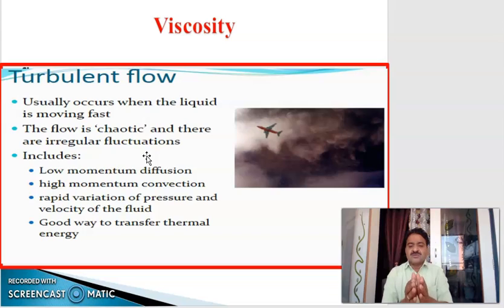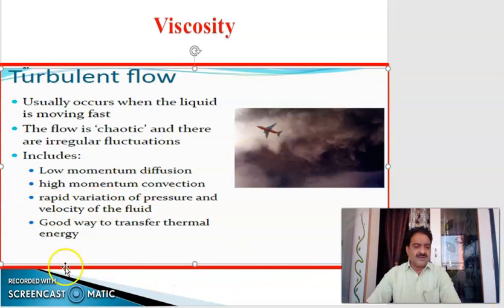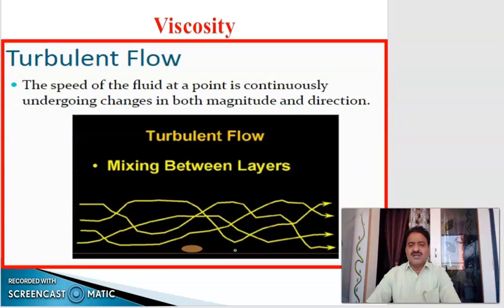Good way to transfer thermal energy. Some thermal energy is transferred in this flow, that is turbulent flow. So in this way, laminar and turbulent flows can be differentiated. The speed of the fluid at a point is continuously undergoing changes in both magnitude as well as direction. Here you see speed of the layers, sometimes decreasing, sometimes increasing. Their direction is not uniform.